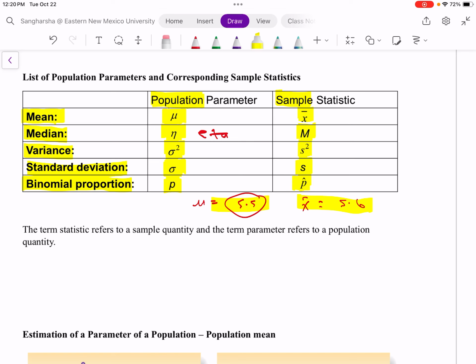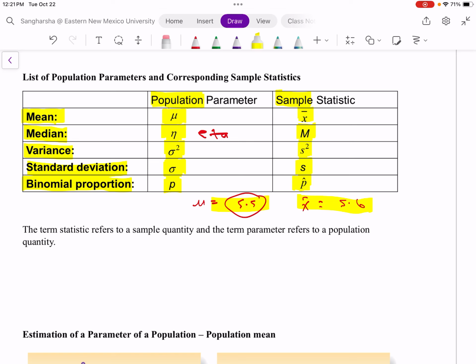Mu is 5.5, x bar is 5.6. Both of them are means. That's the one common thing. But they are not the same. There is one difference. What is the difference here? They have a different value, but that's not the difference I'm looking for.